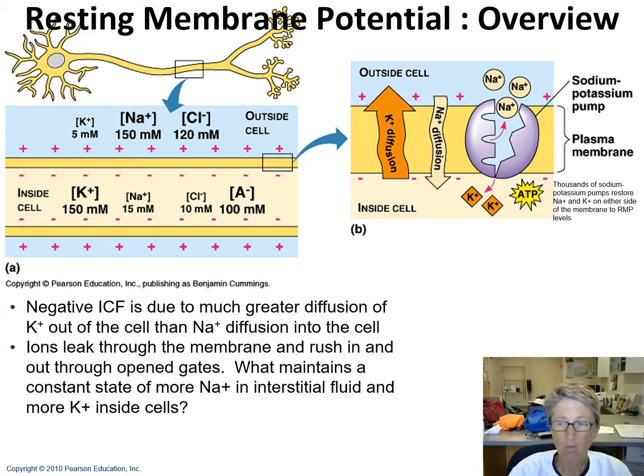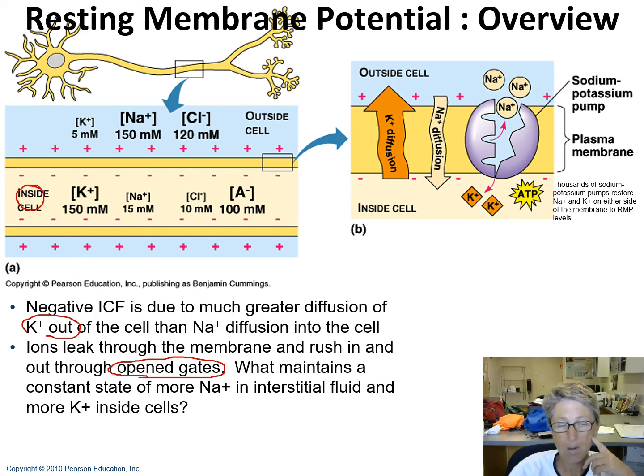So this just tells you a couple bullet points on these cartoons. The negative ICF, or inside the cell, is due to a much greater diffusion of potassium out of the cell. So there's more potassium diffusing out of the cell at any one time. So that, with other things, makes the inside of the cell more negative. And then it says ions, that would be potassium ion, chloride ion, sodium ion, they leak through the membrane and rush in and out through opened gates. So these ions cannot get in or out of the cell unless the gates are open.